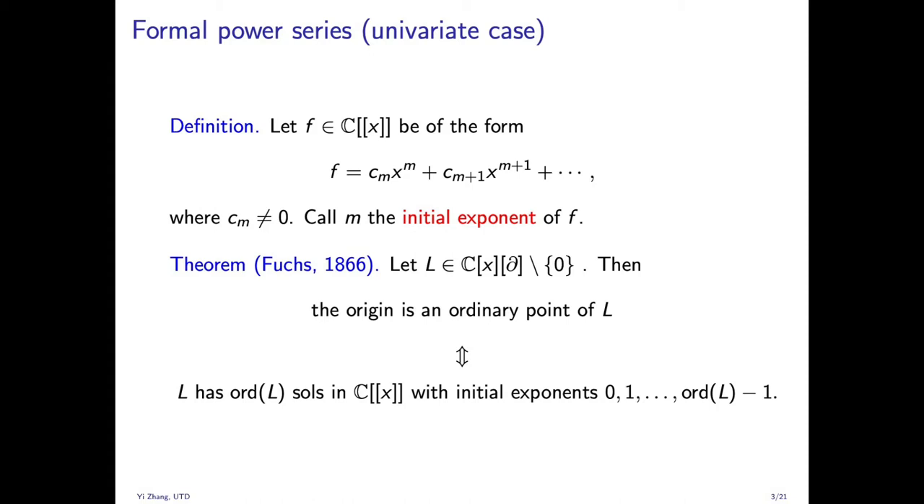Actually, the original purpose, I think, is to calculate the solutions around the origin. It's not to verify the second condition. It's to calculate the solutions at the origin. And Fuchs gives such a characterization. And also the algorithm? Yes, it is constructive. So our contribution is a generalization of his result in the multivariate case.